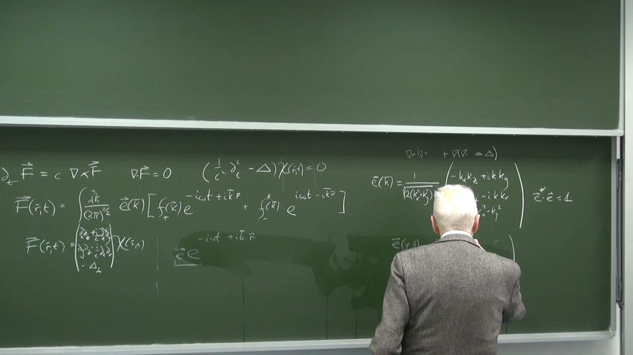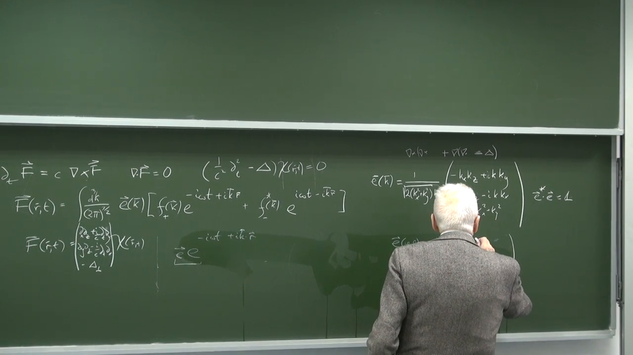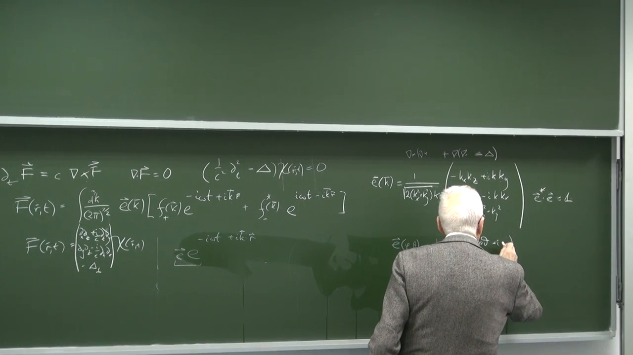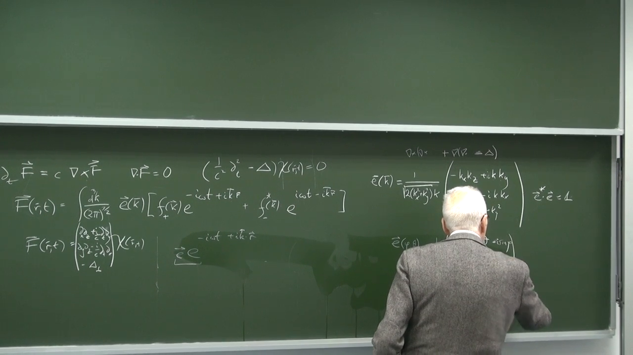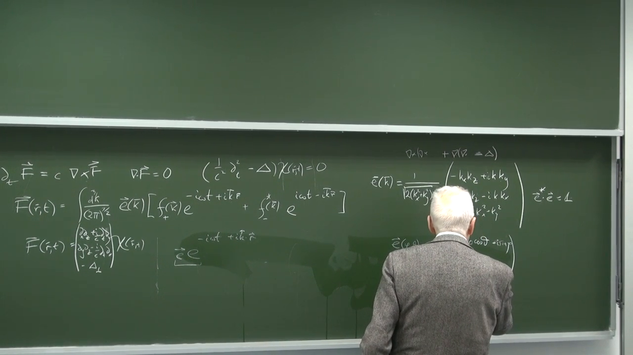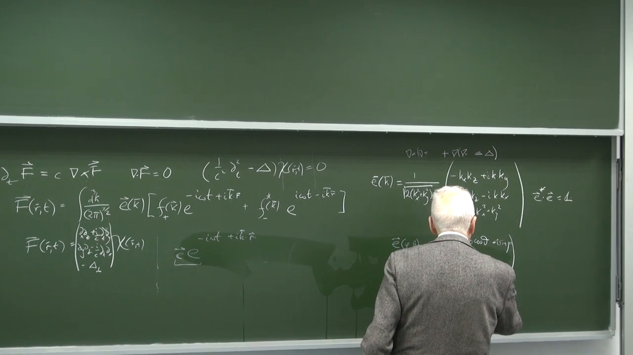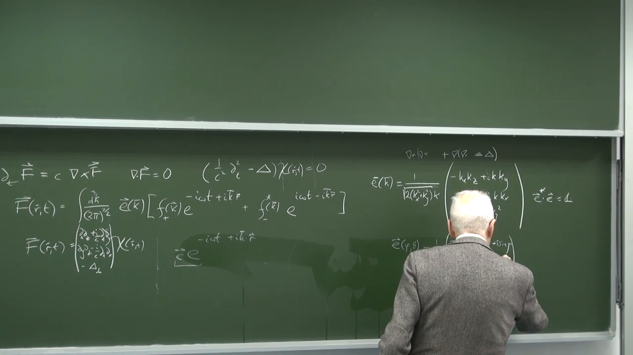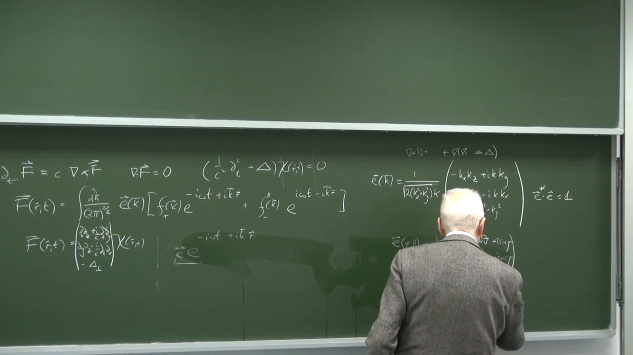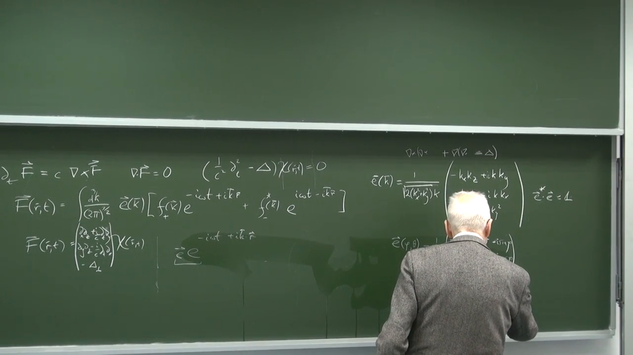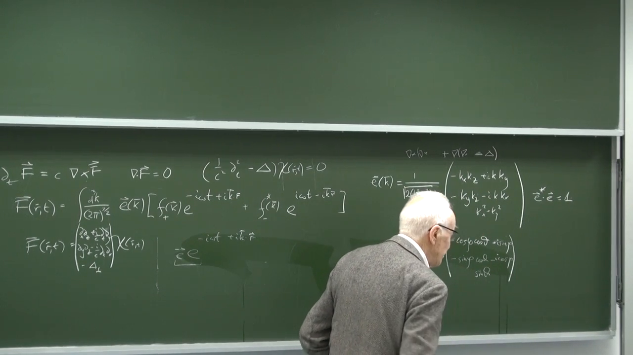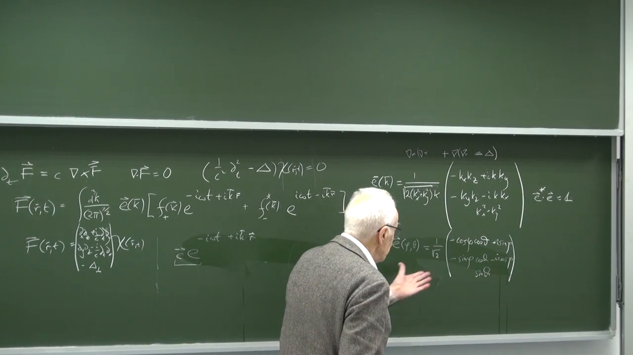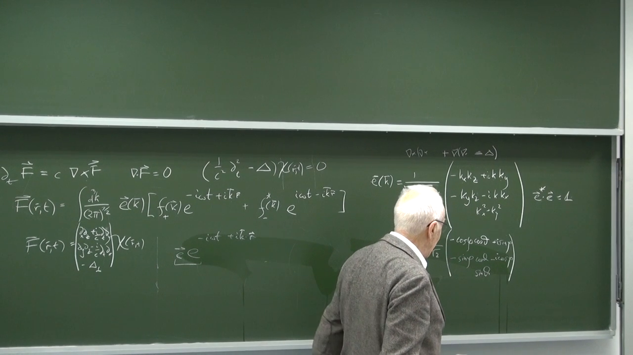we get here cosine phi cosine theta plus i sine phi, and here minus sine phi cosine theta minus i cosine phi, and here there will be sine theta. Obviously this must be dimensionless, because if it's normalized it cannot have any dimensions, and this is a simple way of seeing what is really happening.